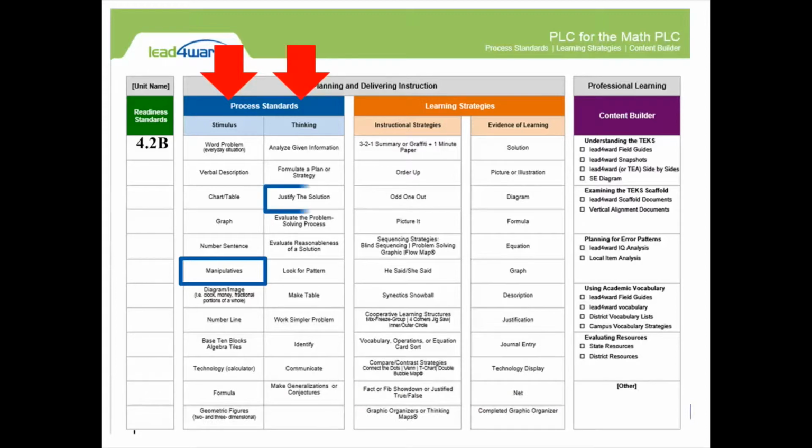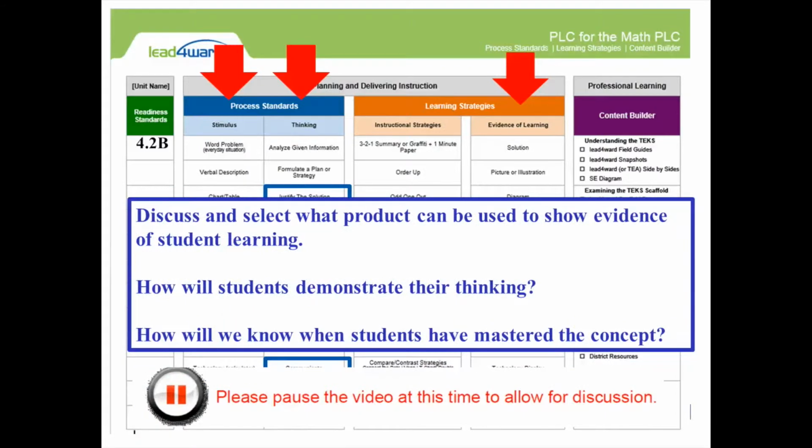After reviewing the readiness standard, we have selected the 3 thinking strategies: justify the solution, look for a pattern, and communicate. Look at the evidence of learning column. Discuss and select an appropriate product that can be used to show evidence of student learning which matches the rigor of our hotspot. Questions to think about when selecting the evidence of learning: How will students demonstrate their thinking? How will we know when students have mastered the concept?